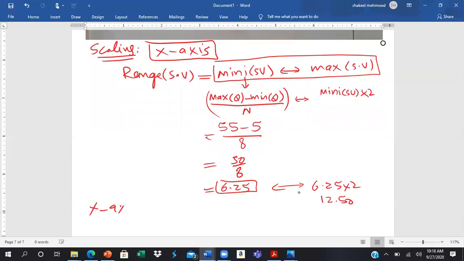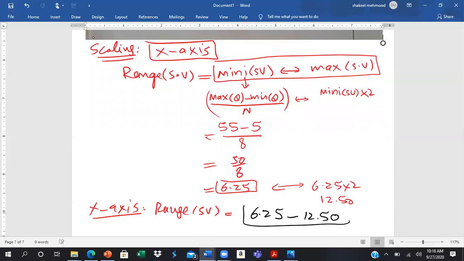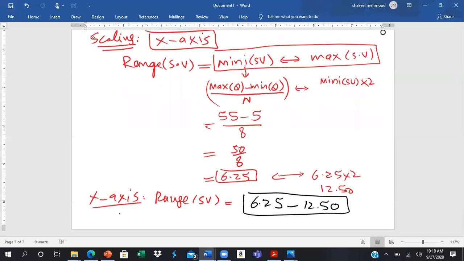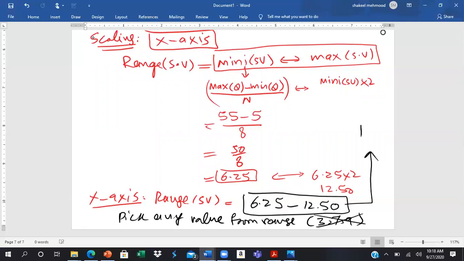So for the x-axis, the range for scale value is 6.25 to 12.50, right? After this, pick any number from the range. Just make sure that you do not pick 3, 7, and 9, so you have to avoid these numbers. Well, my number is, let's say, 10. My number is 10 because 10 is falling in the range.